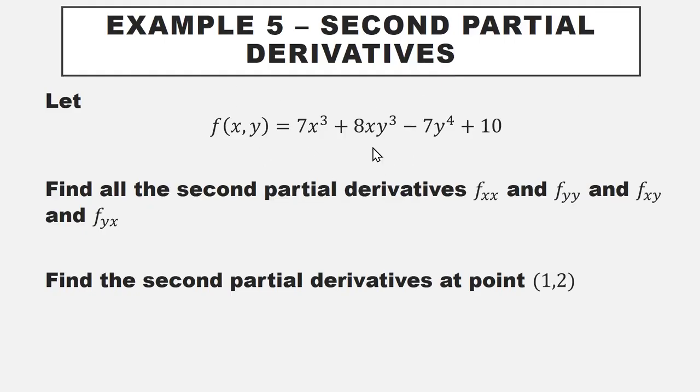Let's take a look at this example. This example was my example 2 from earlier. And we're going to do the same thing. We're going to find the second partial derivatives, f sub xx, f sub yy, f sub xy, f sub yx for this function. Again, this is a function that I've already taken my first partial derivatives, and so I can piggyback off of that to find my second partial derivatives. If I hadn't already found my first partial derivatives, then I need to do the first partial derivatives in order to get the second partial derivatives.